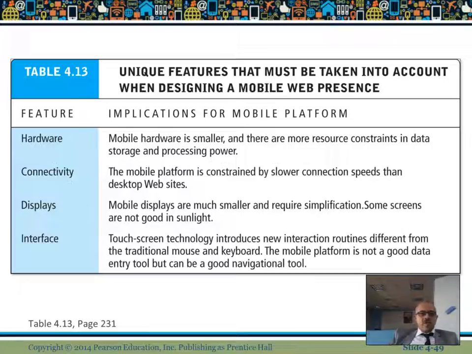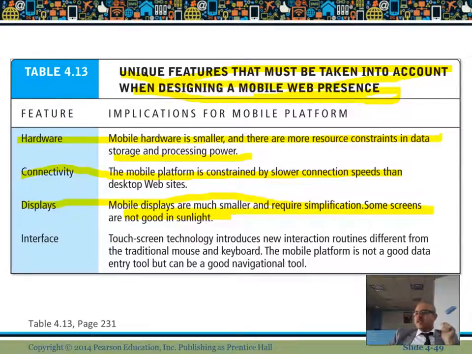It says here: unique features that must be taken into account when designing a mobile web presence. You want to consider your hardware. Mobile hardware is small, and therefore has more resource constraints in data storage and processing power. So there's a difference between using a computer for your application and using a mobile phone. Connectivity: a mobile phone is constrained by slower connection speed than the desktop. Display: you've got a much smaller size. Not good in sunlight, so you want to make sure you have good contrast and lights.